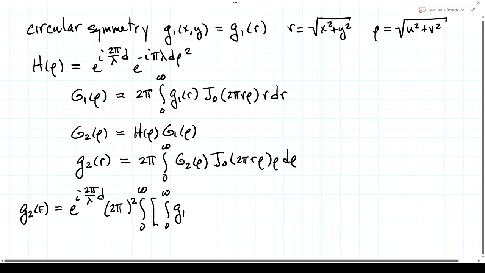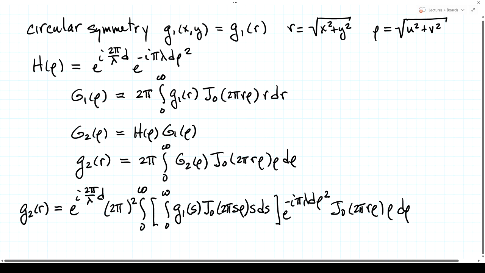let's use a dummy variable s for that. g1 of s, J0 of 2 pi s rho, s ds. Then times the H of rho. We've already pulled out this factor, so that leaves this factor here: e to the minus i pi lambda d rho squared, and then J0 of 2 pi R rho, rho d rho. So there's the complete diffraction recipe put into one equation.